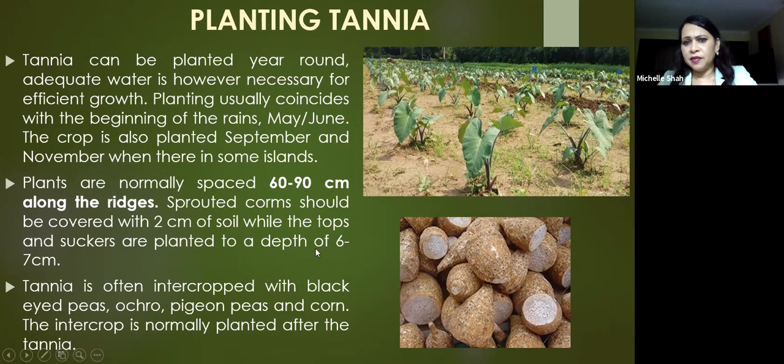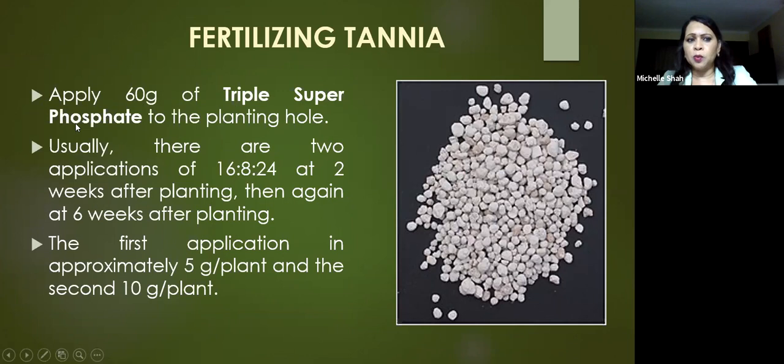Fertilizing of tanya: apply 60 grams triple superphosphate to the planting hole. Usually there are 2 applications of 16:8:24 NPK, at 2 weeks after planting, then again at 6 weeks after planting. The first application is approximately 5 grams per plant, and the second is 10 grams per plant. So this is the fertilizer as shown.